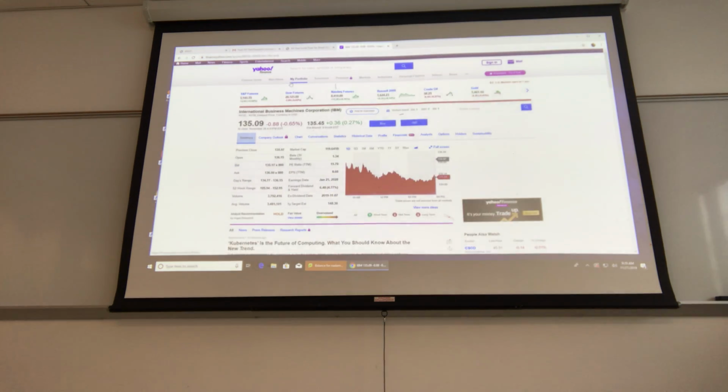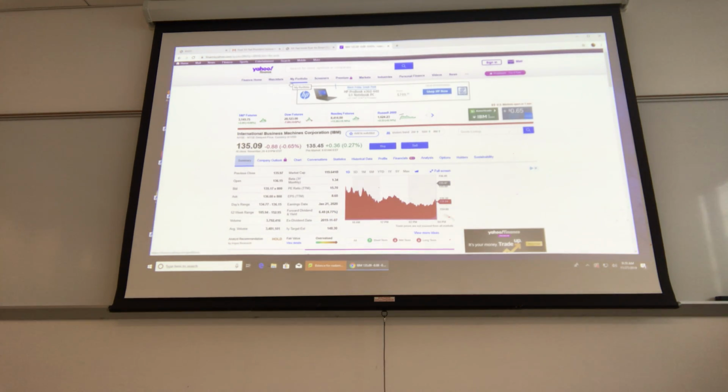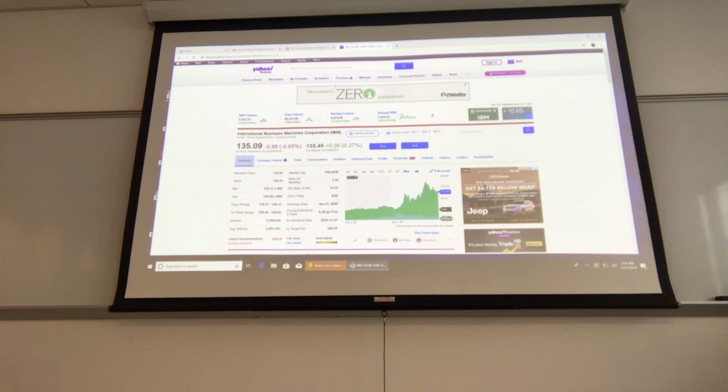IBM is an interesting corporation. It went through big changes. During the last month, you have red. During the last 6 months, you have green. For 1 year, you have green. Overall, the period, you see what is happening.